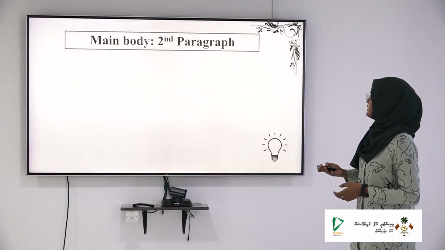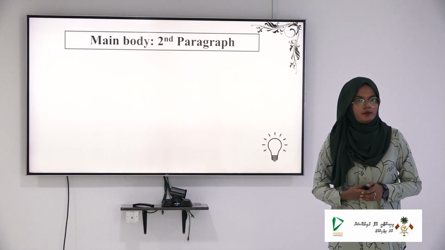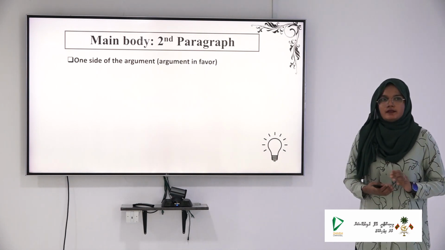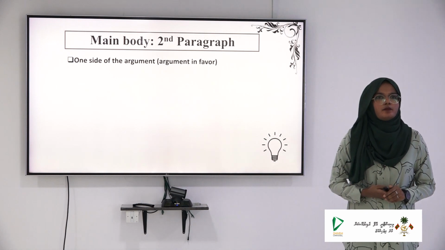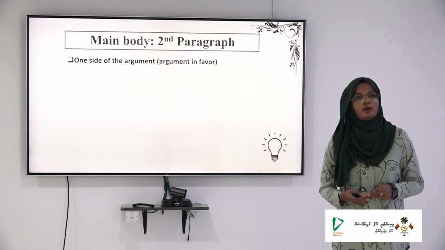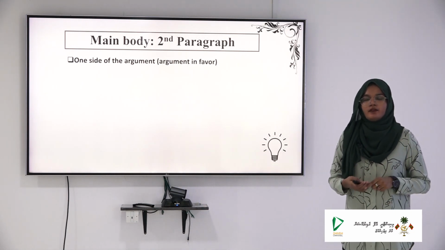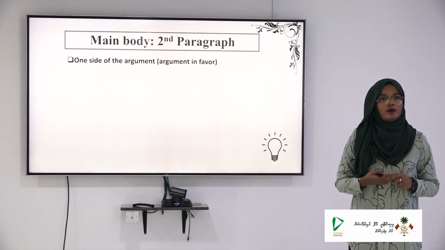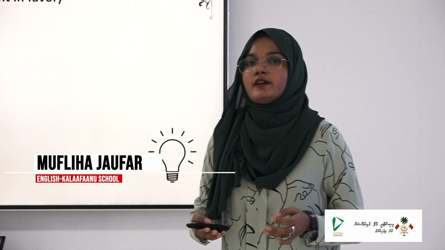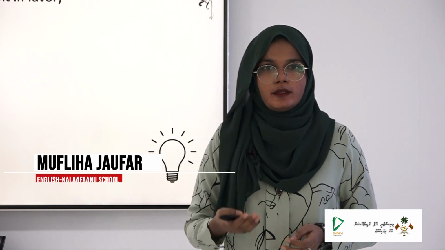Now let's look at the main body, which is the second paragraph. This is one very important factor which we need to keep in mind. Since there are 2 main paragraphs in the main body, the first paragraph would be presenting one side of the argument. That would be arguments in favor. So this paragraph would be talking about the arguments in favor. For example, the advantages that you'll be talking about would be present in this paragraph.